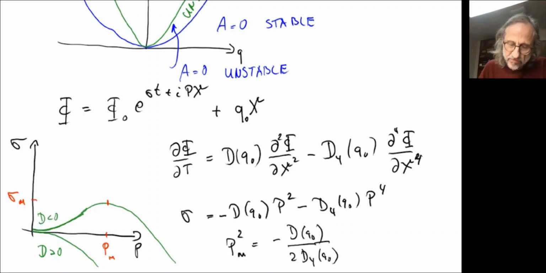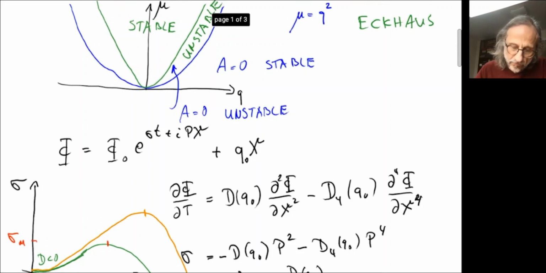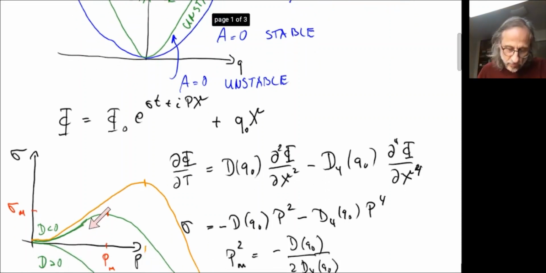So let me draw just one more curve. If D is more negative yet, and I'm going to draw that in gold, then you have a faster growth here, and the maximum is shifted to yet higher values of p. And so that's what I meant with the long wave instability. At onset, the perturbation wavelength that grows is actually infinitely large. And then as you go further and further beyond the stability limit, the mode with fastest growth has a larger and larger wave number.